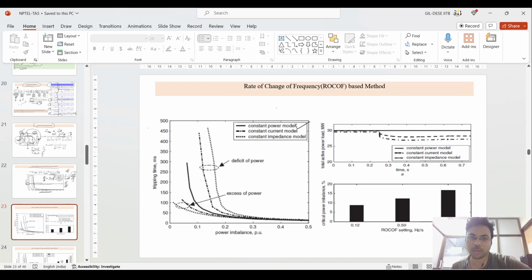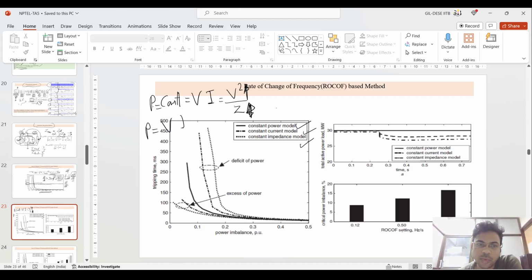So the ROCOF based method also depends upon the loads. If constant power, constant current or constant impedance loads are there, then the ROCOF will also depend on them. What is constant power? In that situation, the power is constant, which is equal to VI, or you can say V square by Z. If the voltage increases, then the impedance will also increase to maintain this constant power.